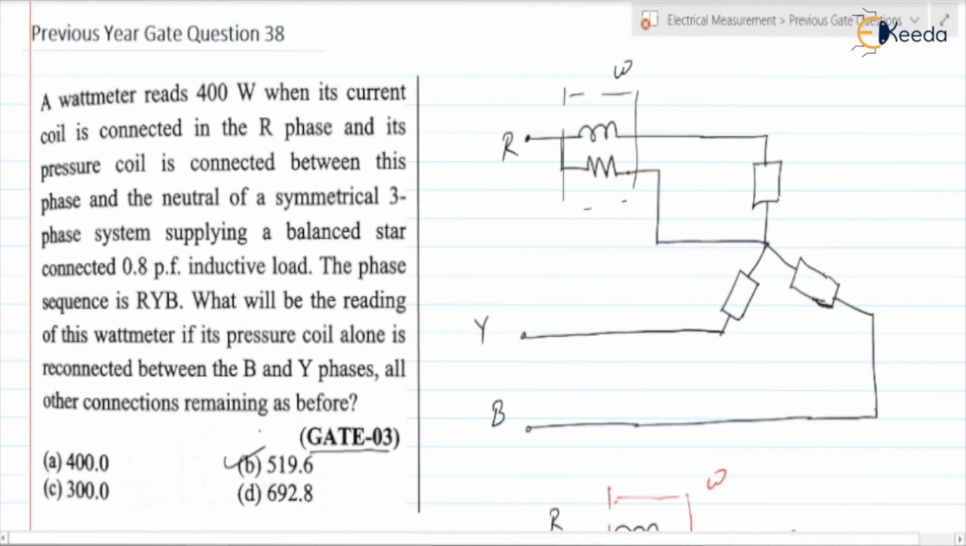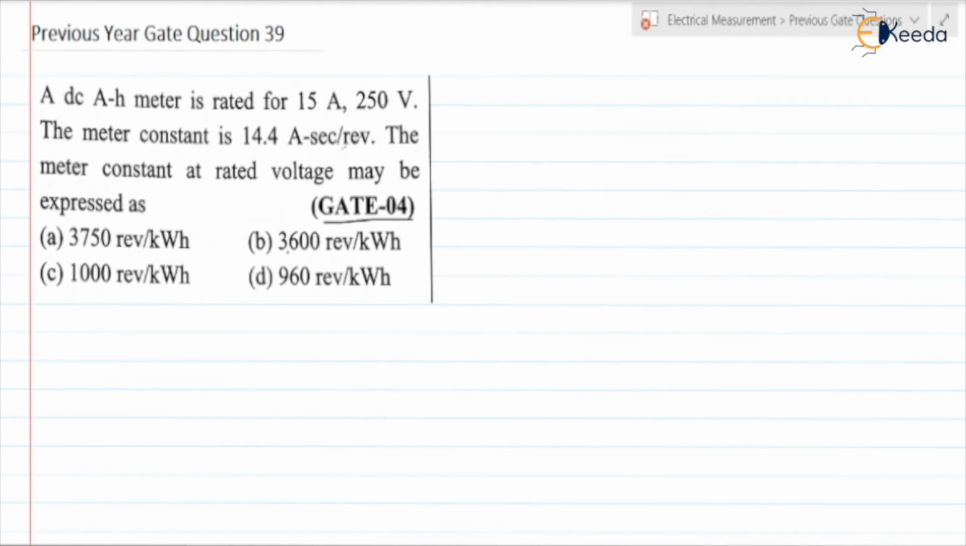Okay, so friends, this is about the previous year GATE question number 38. Previous year GATE question number 39. Let us read the question. A DC ampere hour meter is rated for 15 ampere, 250 volt. The meter constant is 14.4 ampere second per revolution. The meter constant at rated voltage may be expressed as, and they have given the four options as 3750 revolutions per kilowatt hour, 3600 revolutions per kilowatt hour, 1000 revolutions per kilowatt hour, and 960 revolutions per kilowatt hour.